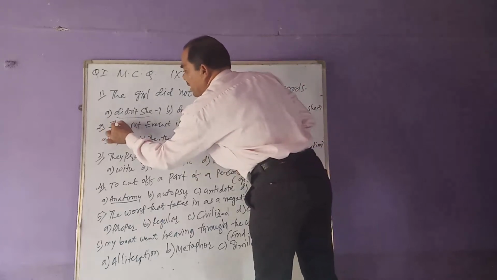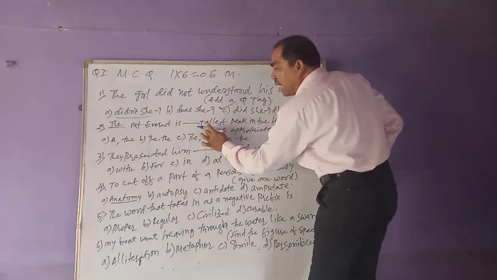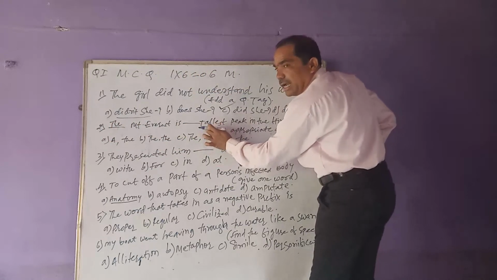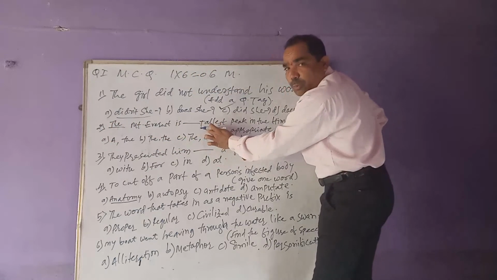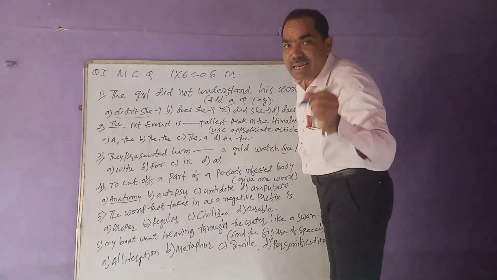On the first place, the will be there. The Mount Everest is now tall, taller, tallest. Already I told you. What did I tell you? सुपरलेटिव के सामने डिग्री जो होती है उसके सामने हमेशा डेफिनेट आर्टिकल लिया जाता है.